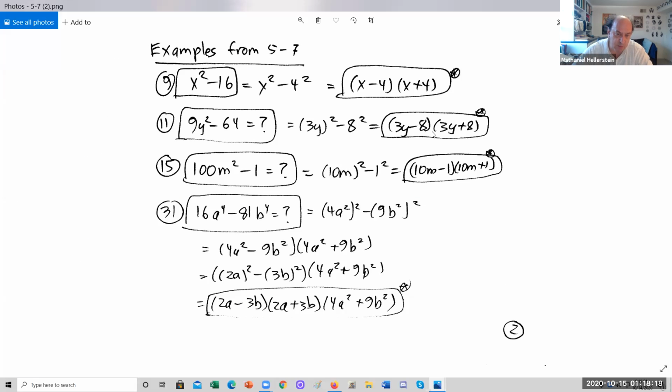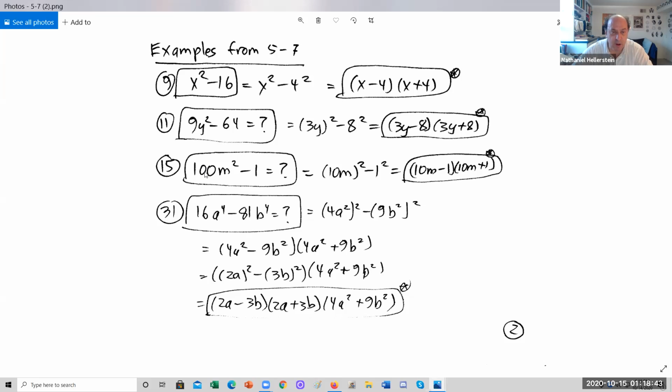All right, some simple ones. x squared minus 16. Well, that's x squared minus 4 squared, so x minus 4 times x plus 4. Here's a little more complicated, but very similar in certain ways. 9y squared minus 64. This 9y squared is the square of 3y. This 64 is the square of 8. So you get 3y minus 8 times 3y plus 8.